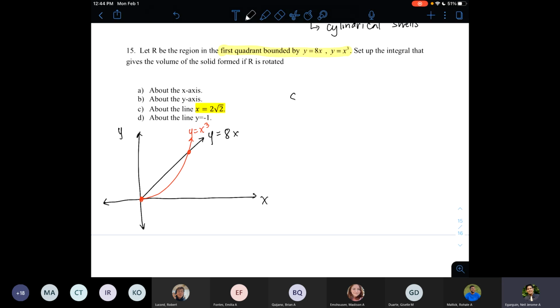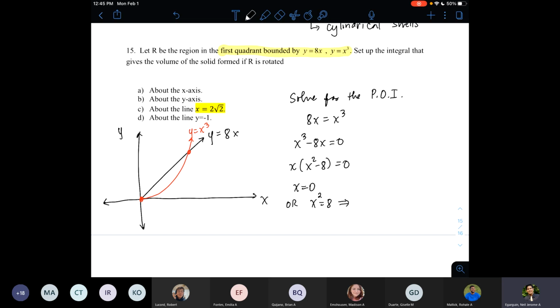So let's do that, so that we know what the bounds for the integration are that we will carry out later. For the points of intersection, we just equate the two expressions for the functions. We have 8x equals x cubed, so x cubed minus 8x equals 0. Factor out x, and we get x equals 0, or x squared equals 8, which means x equals plus or minus root 8, right?